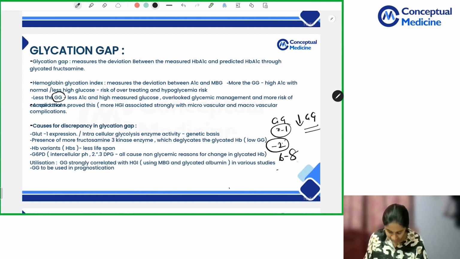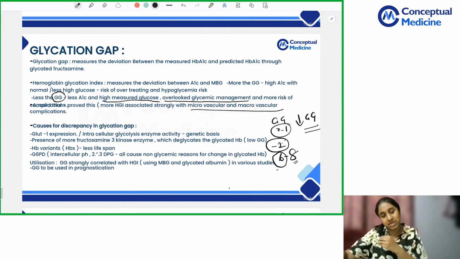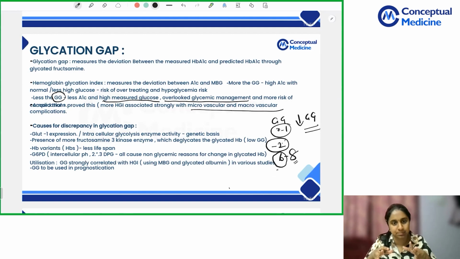What has happened here? Actually, the patient was having hyperglycemia, but you are looking at the measured HbA1c. So you think that the patient is in good control and you will never adjust the patient's insulin. You will never increase the patient's insulin, pushing him to hyperglycemia. You would overlook the glycemic management and push him into microvascular and macrovascular complications. So the lower the glycation gap, the higher the patient's glucose, and we are overlooking the high glucose in the patient. So the patient would always be in hyperglycemia and would develop complications.